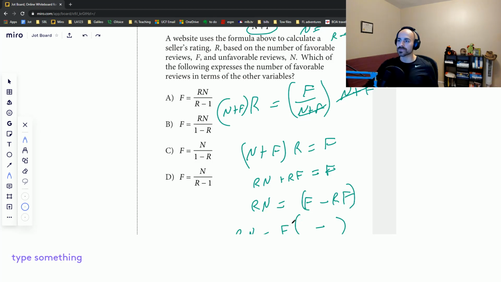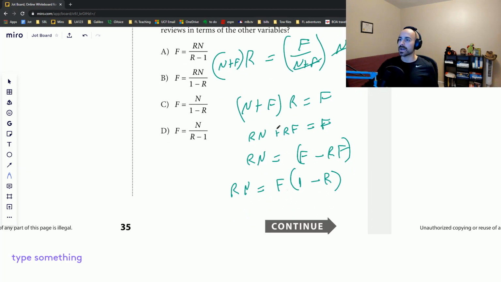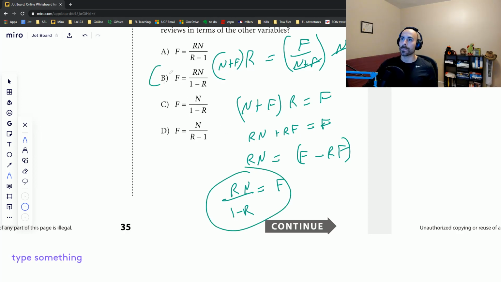Well, what f times what gets us back to f? That's 1. So that means if we were to try and distribute it, it would end up back there. Then here you just put -r. So f times 1 gives us f. f times -r gives us -rf. So we know we factored it correctly. Now we can get f by itself by simply dividing both sides by 1 minus r. So this is gone, and then we end up with option B.